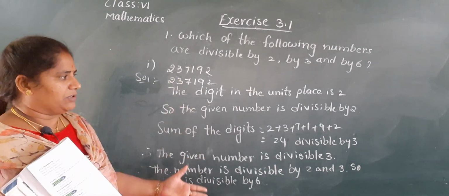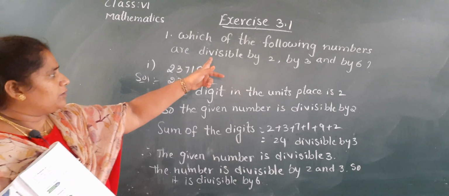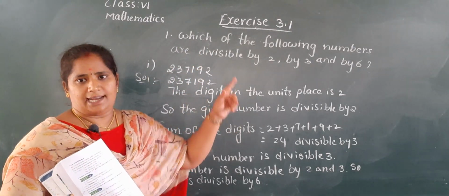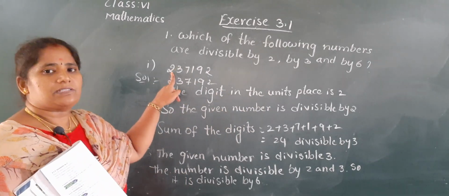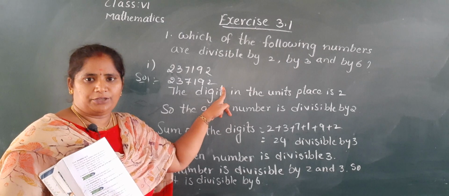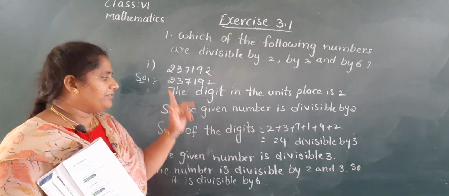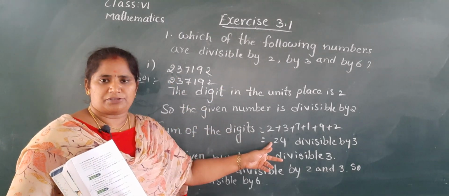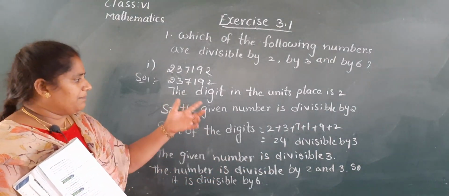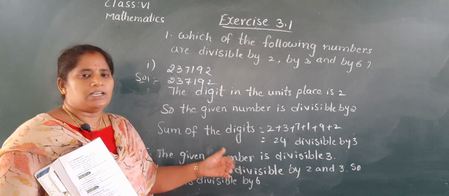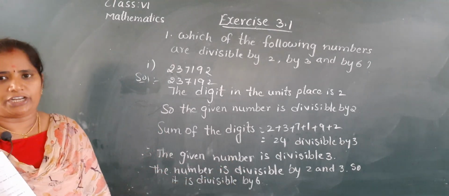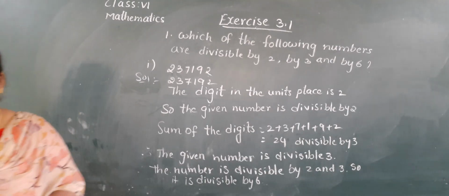So like this we have to check it. What they are asking in the question is which of the following numbers are divisible by 2, by 3 and by 6. Let us take the first number: the digit in the units place is 2, so it is divisible by 2. The sum of the digits of the given number is also divisible by 3, so it is divisible by 3. So the given number is divisible by both 2 and 3, so it is also divisible by 6. Come on my dear children, note down in your classwork neatly.